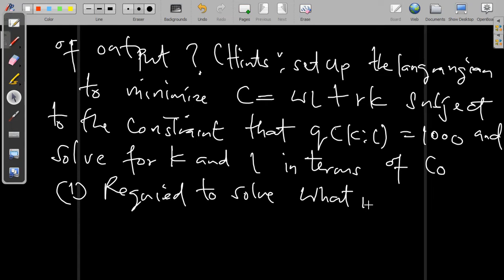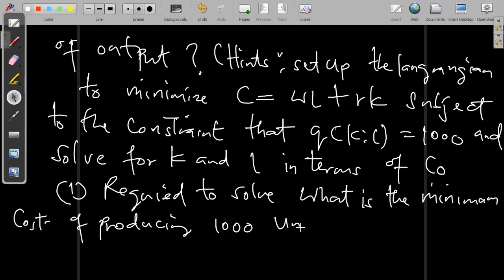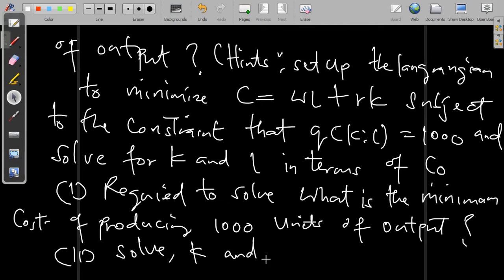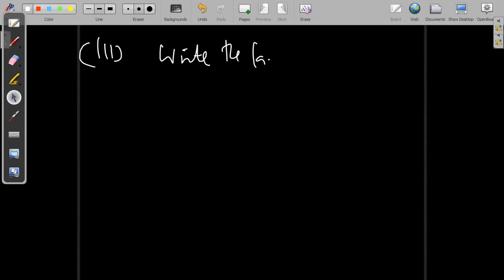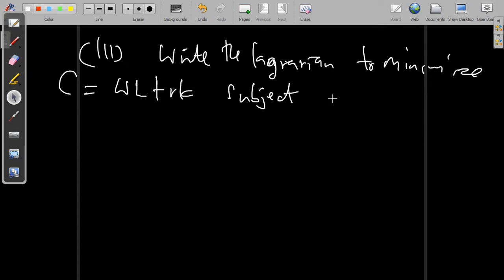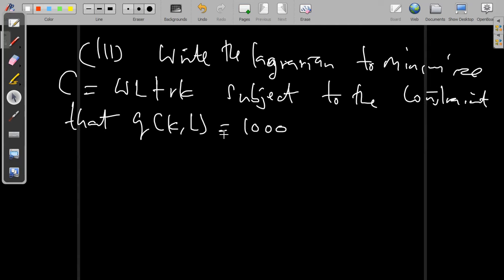Now from this question, we are required to solve for the minimum cost of producing 1,000 units of output, and then we solve for the capital and labor in terms of the Cobb-Douglas utility function. So we are required to solve the Cobb-Douglas function, solving out the capital and labor. The third step is to write the Lagrangian to minimize the cost, that is WL + RK, subject to the constraint, that is output, the function of capital and labor, equal to 1,000.